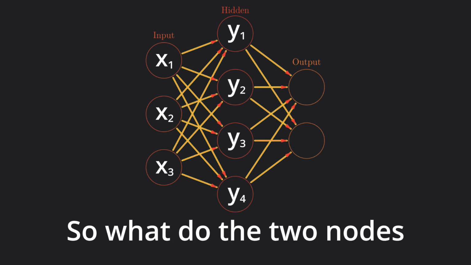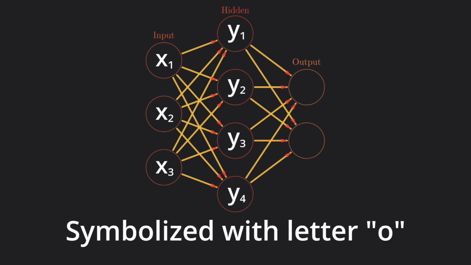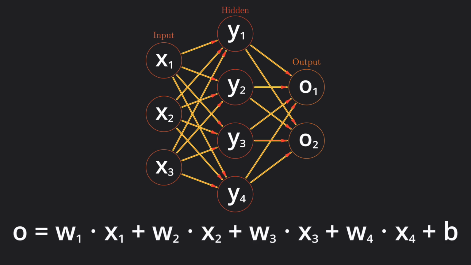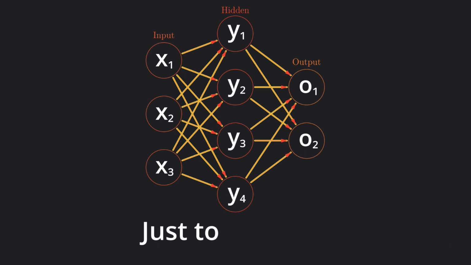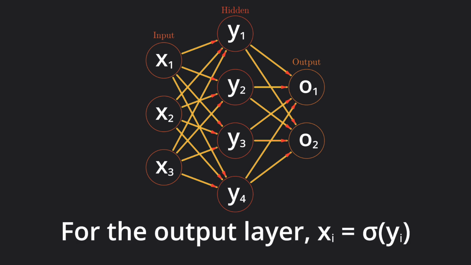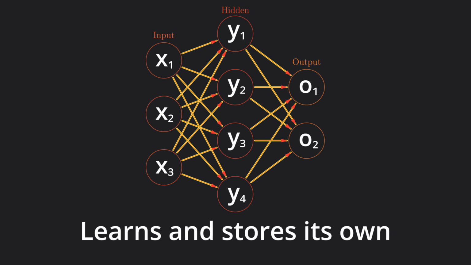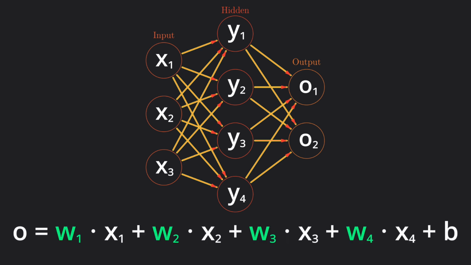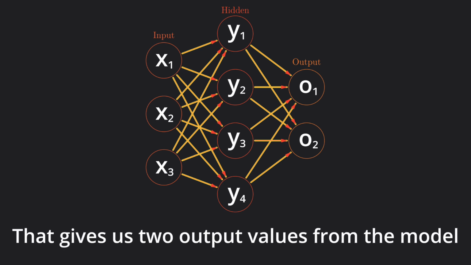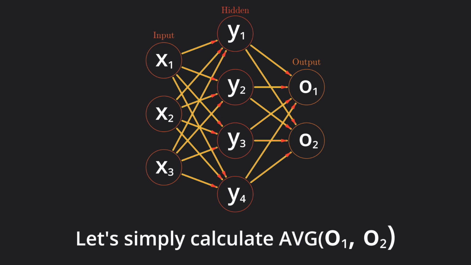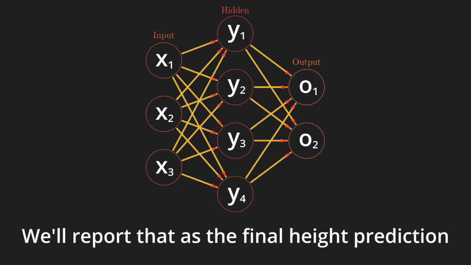So what do the 2 nodes in the output layer, which we'll symbolize with the letter O, actually do? They use this equation. But the x's, or the inputs for this layer, are actually the outputs of the sigmoid function, which transforms the previously calculated y values. Just to be clear, here's the relationship between the y's and these x's. Each of those two output nodes learns and stores its own set of parameters, w1 through w4, plus a constant term b as well. That gives us two output values from the model. Let's simply take the average of them and report that number as the final height prediction.